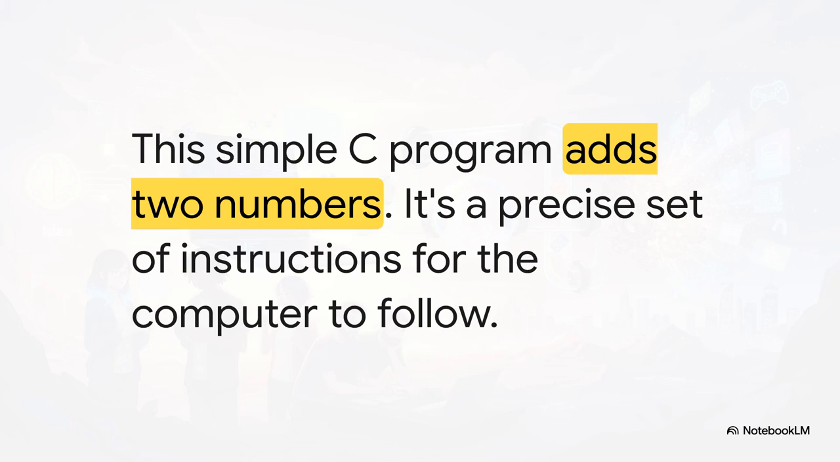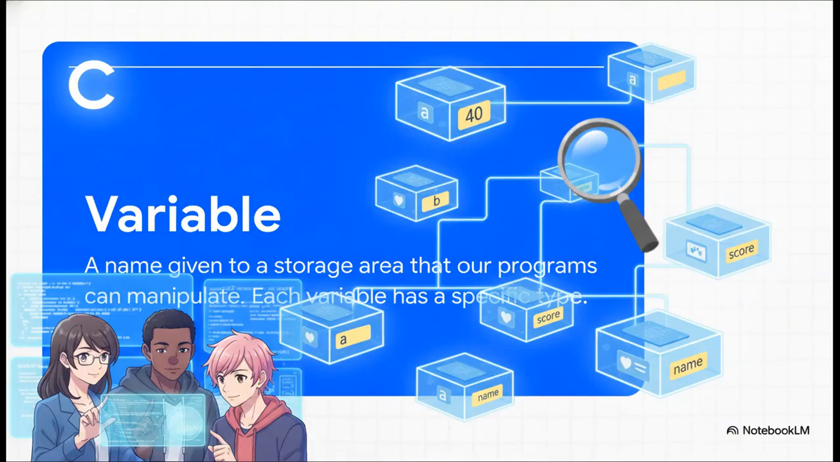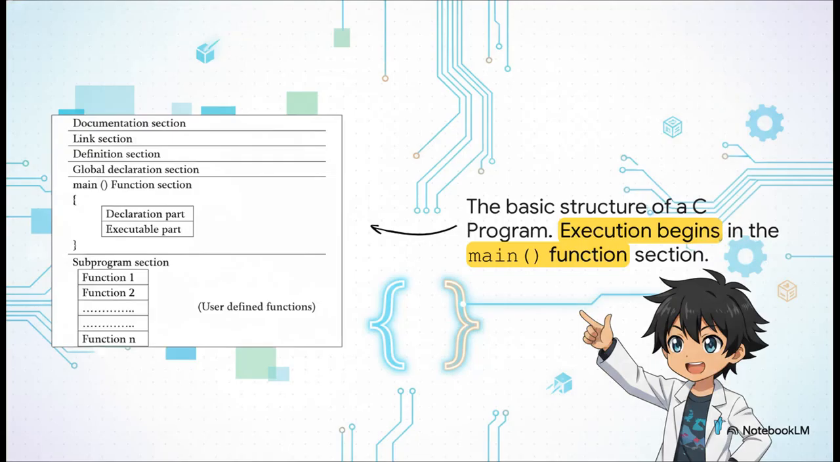Now let's break down one of the most important parts of this script. A really key concept here is something called a variable. The easiest way to think about a variable is like a labeled box. In this example, we're basically saying, hey computer, give me a box, label it Tay, make sure it's for holding whole numbers, and then go ahead and put the number 40 inside. It's just a named spot for our program to store stuff. And this gives you a great look at the program's overall structure.